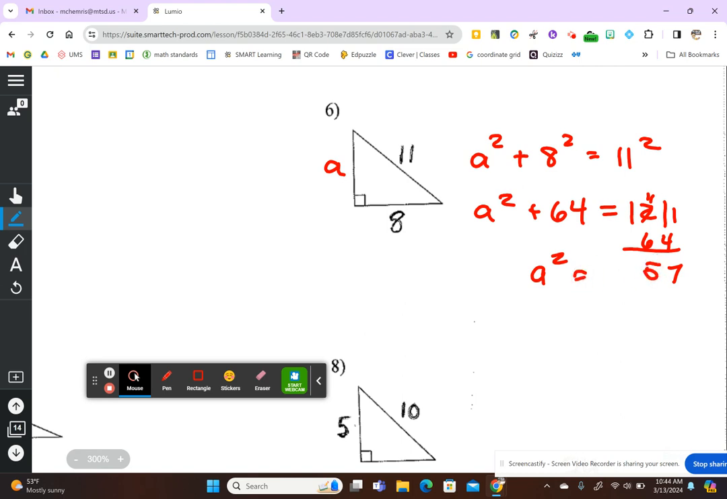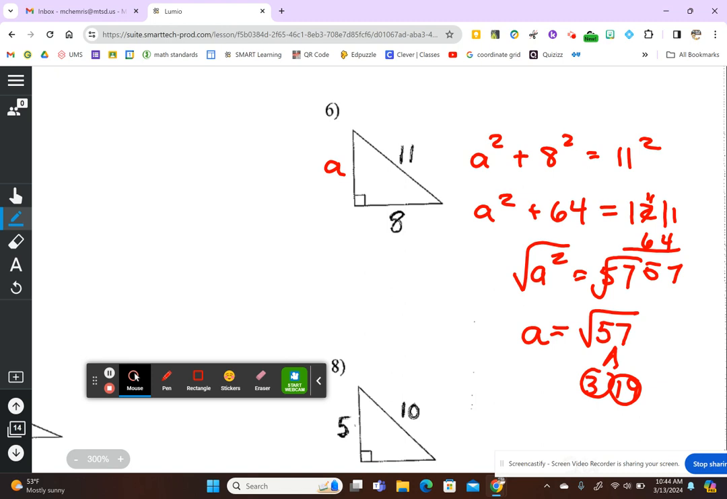57. And I take the square root. So A equals the square root of 57. Now 57 is divisible by 3. 3 goes in once. 3 goes into 27 9 times. Those are both prime. So the square root of 57 cannot be simplified.